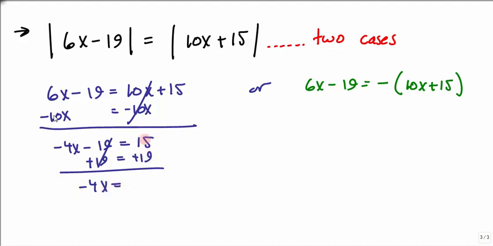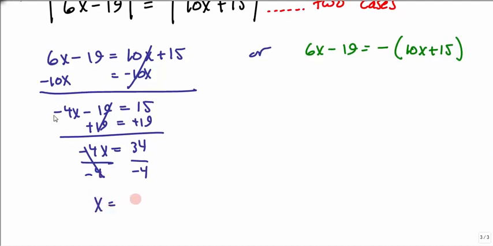So we have 15 plus 9, 34. Divide both sides through by -4. And of course we have to reduce the fraction, so this would be -17 over 2. So that's my first solution, I think. We'll double check this, of course, by graphing.